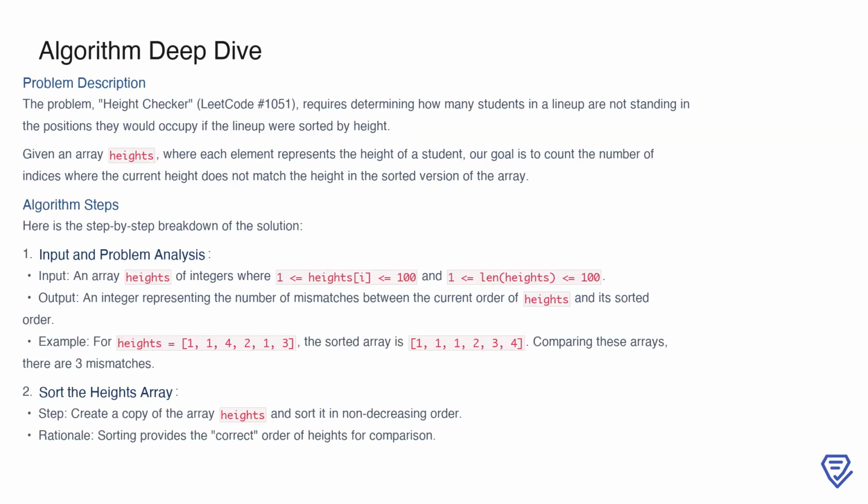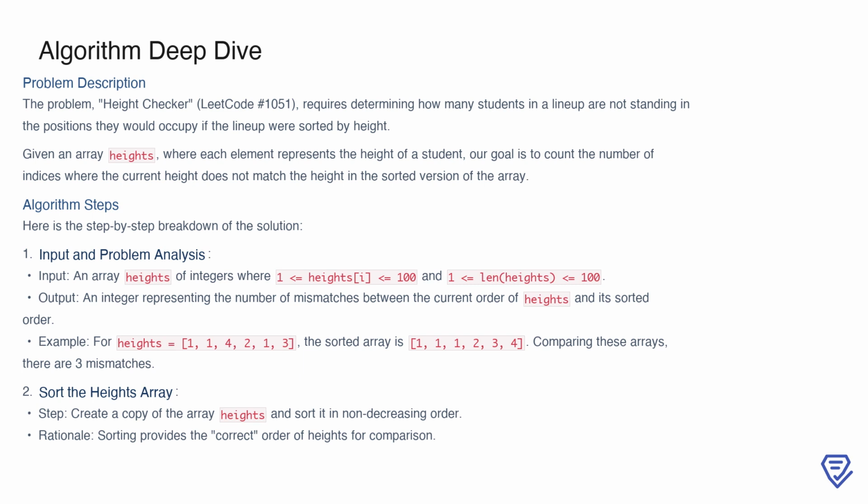The problem, Height Checker, challenges us to determine how many students in a lineup are out of position when compared to where they would be if the lineup were sorted by height. We are given an array called heights, where each element represents a student's height. Our goal is to count the number of mismatches between the current order of the array and its sorted version. For instance, if the input array is 1, 1, 4, 2, 1, 3, the sorted array would be 1, 1, 1, 2, 3, 4. Comparing the two, we can see that there are mismatches at 3 indices.